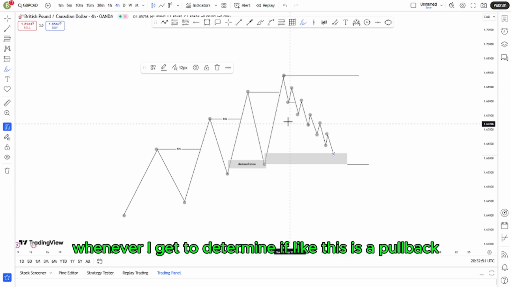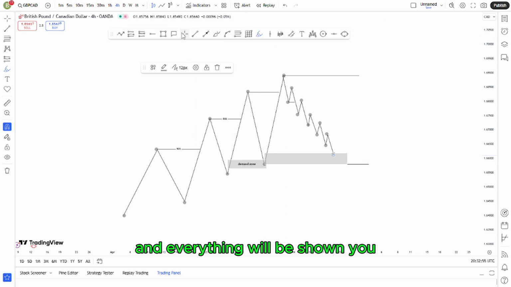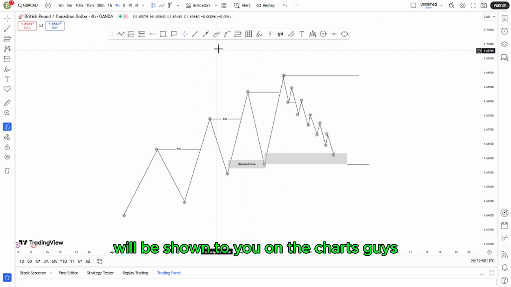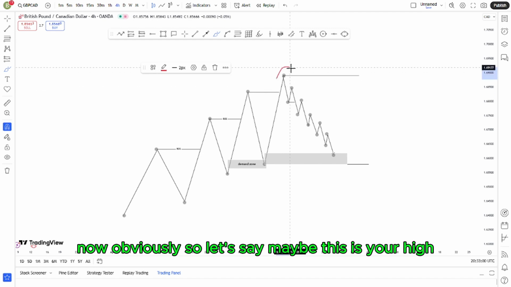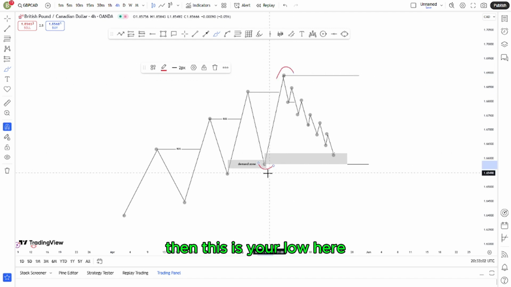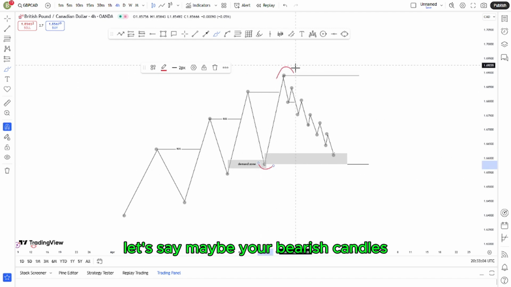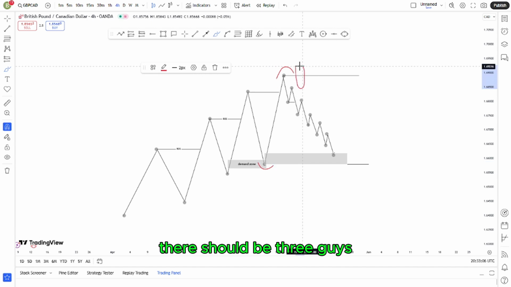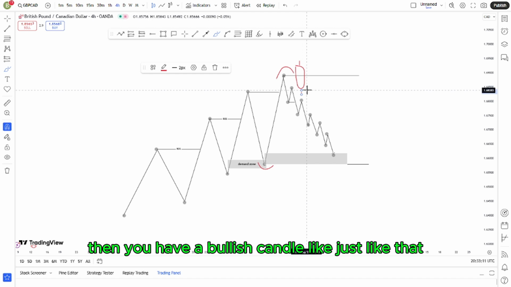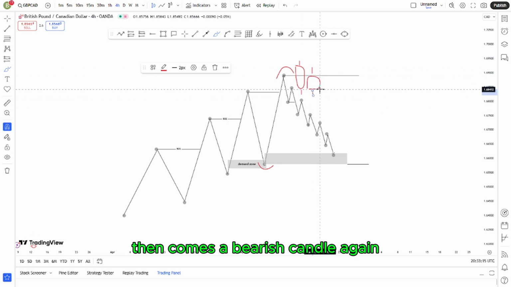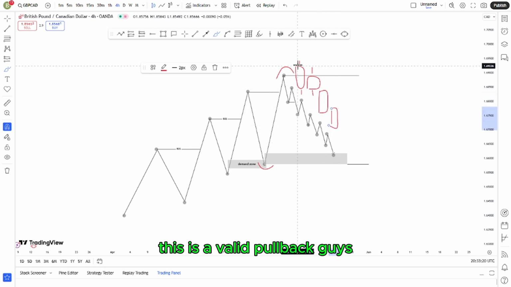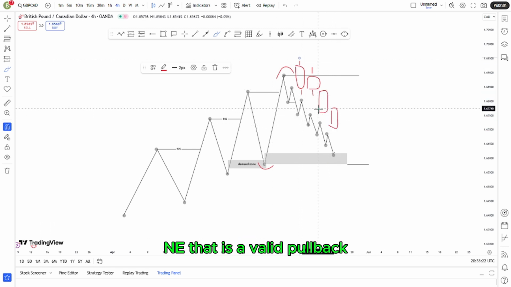Now whenever I get to determine if this is a pullback, and everything will be shown to you on the charts, guys, let's say maybe this is your high, then this is your low here. You need a 3 candle pullback. Let's say your bearish candles, they should be 3, guys. Even if you have one here, for example, then you have a bullish candle just like that. Then after having the bullish candle, then comes a bearish candle again, then comes another bearish candle. This is a valid pullback, guys. Now that is a valid pullback.